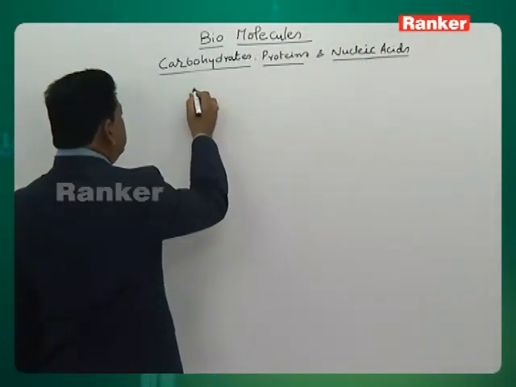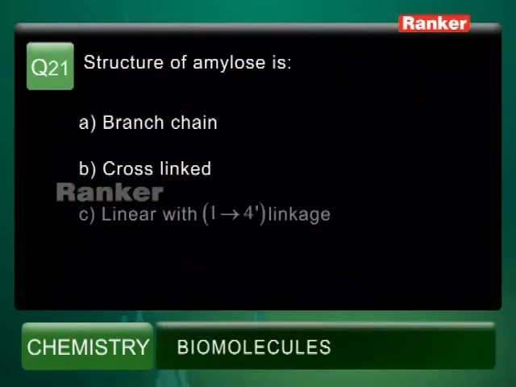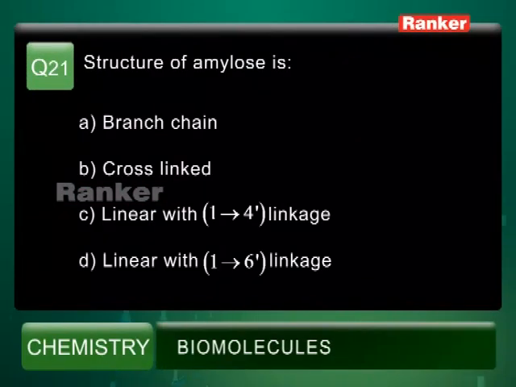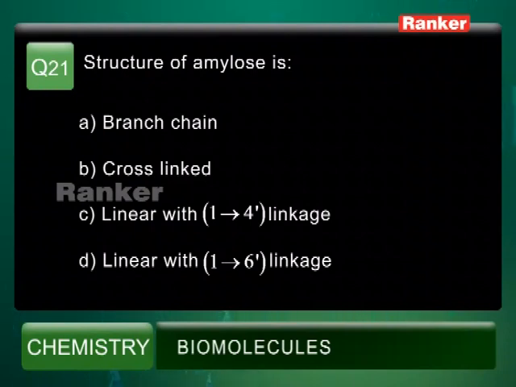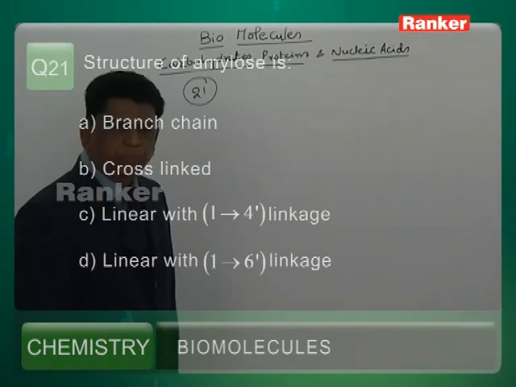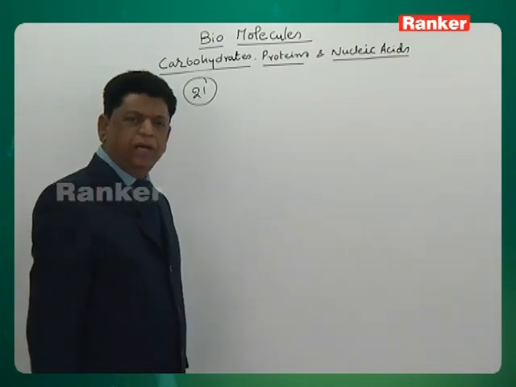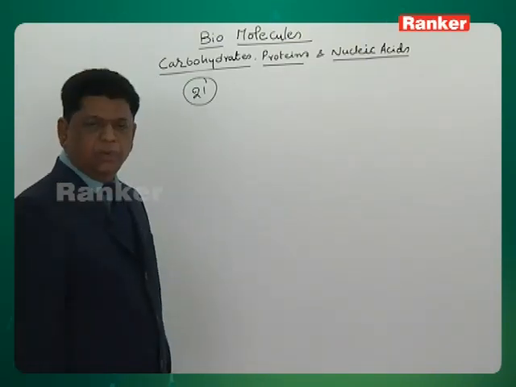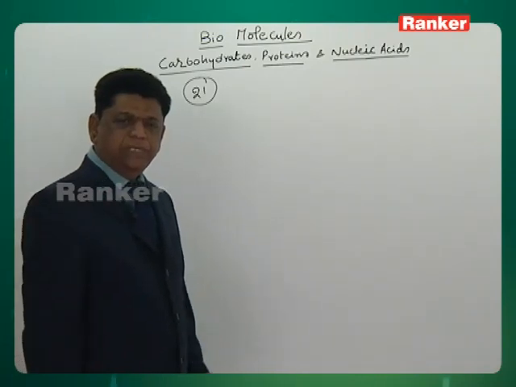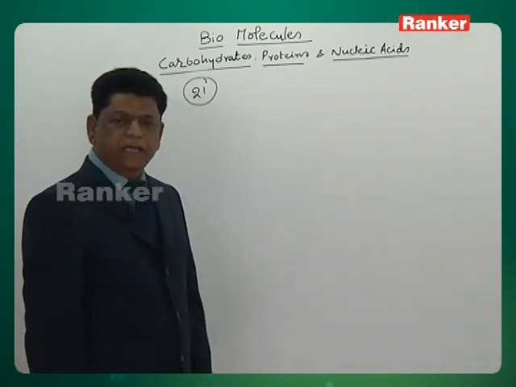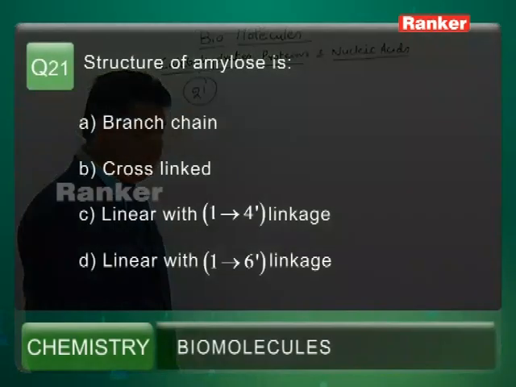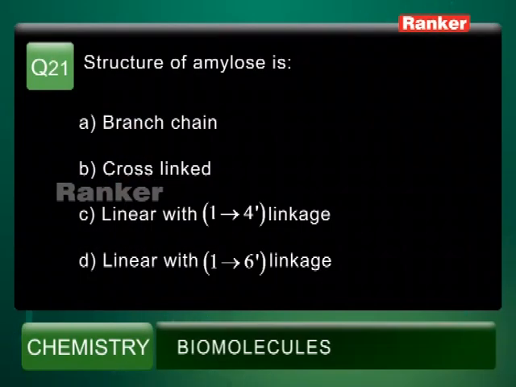Let us see question number 21. Structure of amylose. A is branched chain, B is cross-linked, option C is linear with a 1,4 linkage, and D is linear with a 1,6 linkage. Amylose is a polymer in which a chain of glucose molecules is attached, with a linear structure, and the linkages are found at the 1,4 carbons. Therefore, answer C is the right answer.